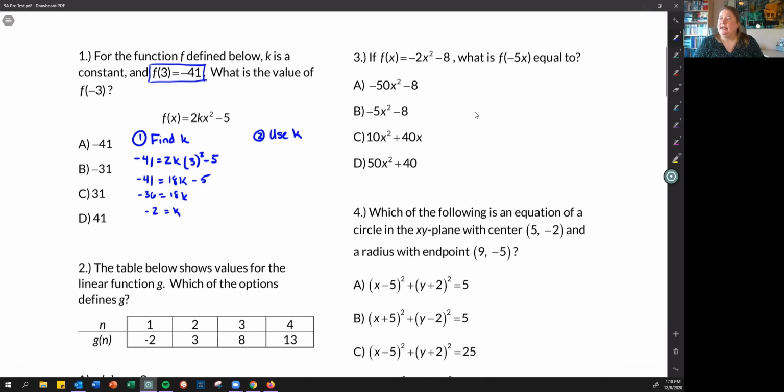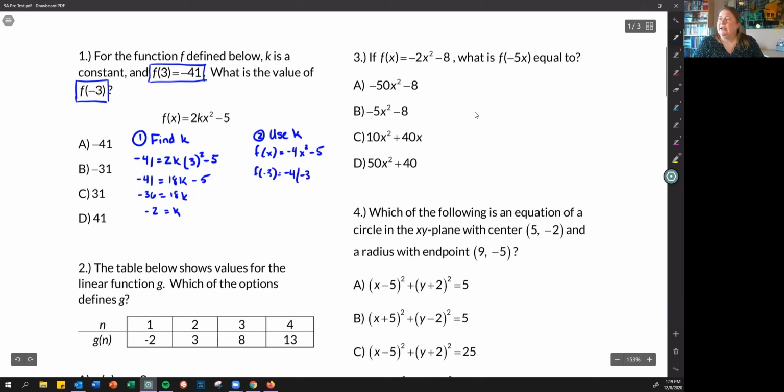Now I'm going to take this value and rewrite the function. f of x equals, well, if k is negative 2, then 2 times negative 2 is going to be negative 4x squared minus 5. So we're going to use that new function, with the k value entered in, to evaluate f of negative 3. So f of negative 3 is going to be negative 4.